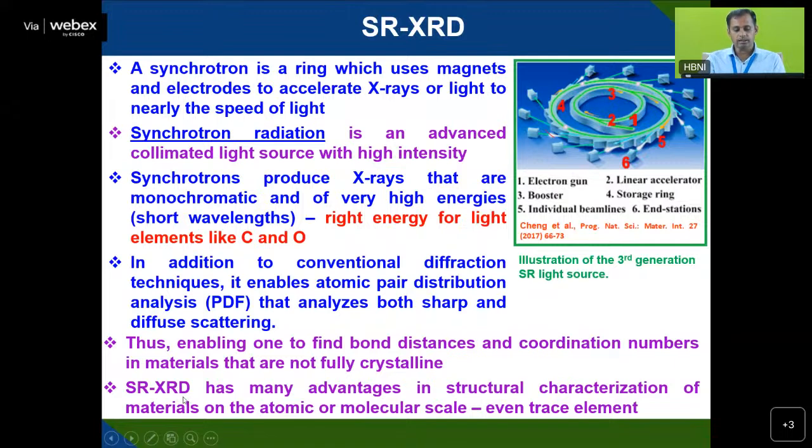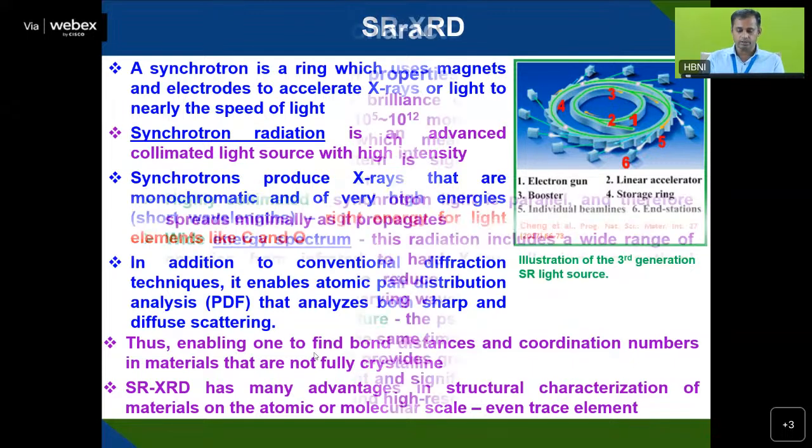Synchrotron XRD has many advantages in structural characterization of materials on an atomic or molecular scale, and you can even use it for trace elements. Like I told you, if you're doping something, say copper in zinc oxide, even if the copper concentration is less than 0.1%, the detection limit is very high in the case of synchrotron XRD.